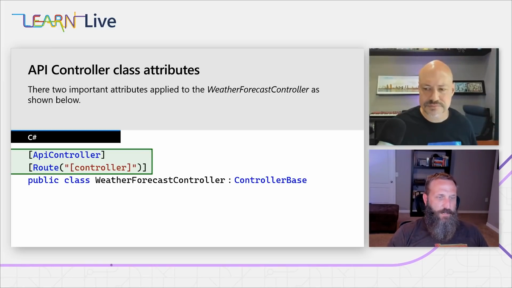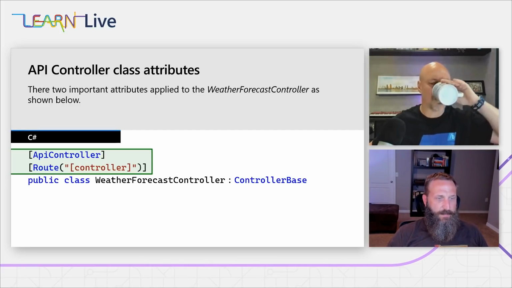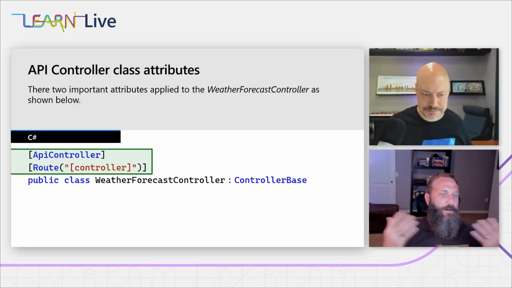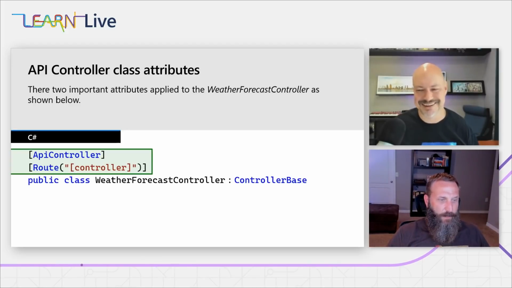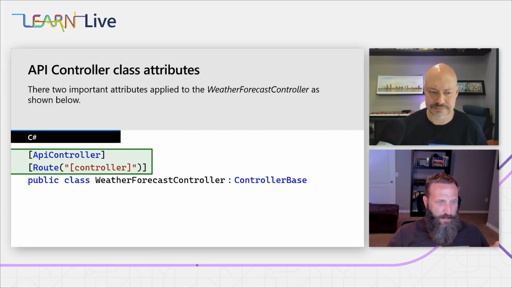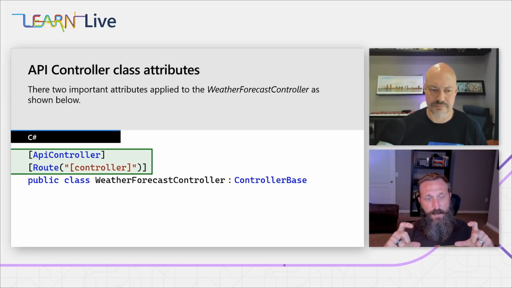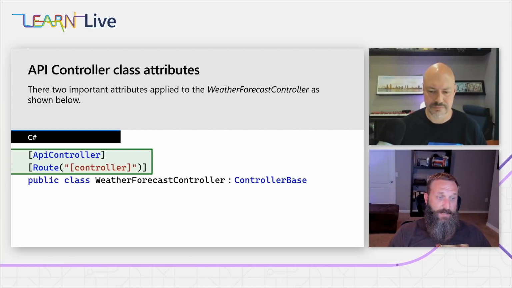Yeah, it's a convention. If you name your class, like this one's weather forecast controller, think of it as taking the word controller off your class name for your endpoint. So if this said pizza controller, we'd be able to go to /pizza. There's other things we can put in that route as well. Let's say you want to put all of your APIs underneath a path of /API. We could type /API and then put in those square braces controller, and then the endpoint would exist on /API/weather forecast.